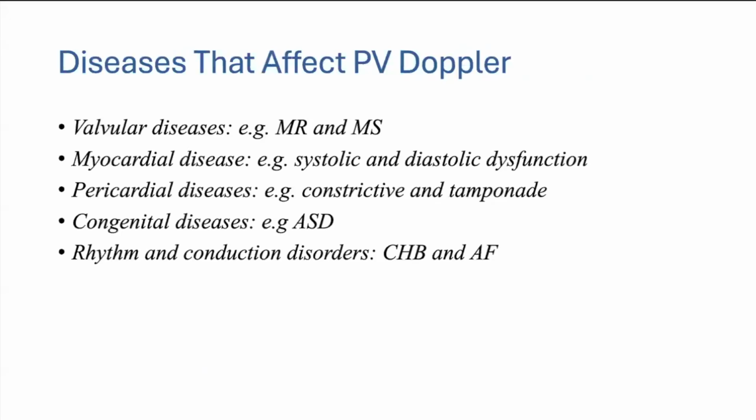Moving on to pathologies. So there are different diseases that affect the Doppler waveform. Valvular diseases like mitral regurgitation and mitral stenosis, and I'll show you examples of these. Myocardial disease, like systolic and diastolic dysfunction. Pericardial disease, constrictive and tamponade. Congenital heart disease can give you different waveforms, and rhythm and conduction disorders. And I'll show you an example of AFib later.